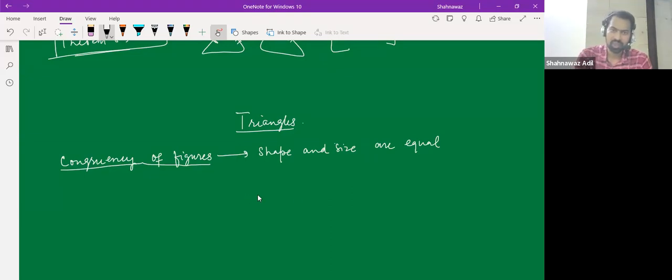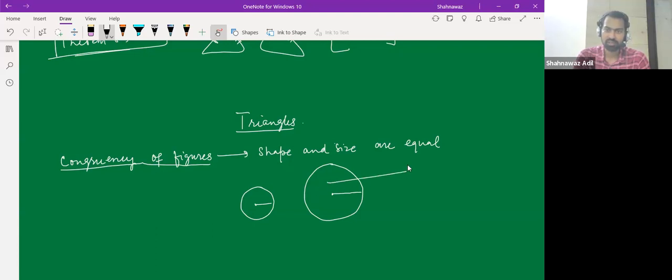If we have one circle and another circle, we can see that this radius is not equal to this radius. So are these congruent figures? No, sir. Because only their shapes are equal, but sizes are not. But are these figures similar? Yes, sir, because their shapes are equal. We will come to similar figures later.